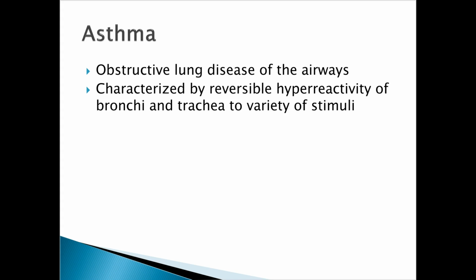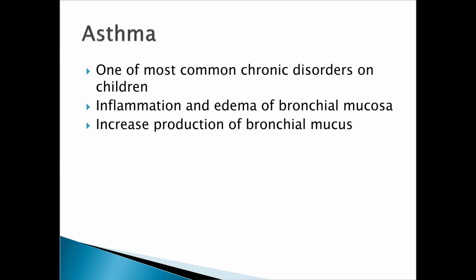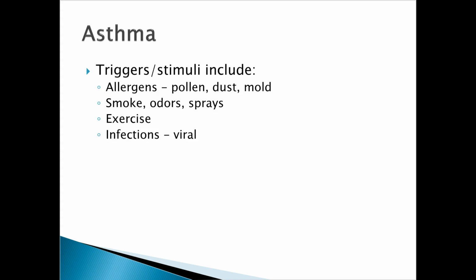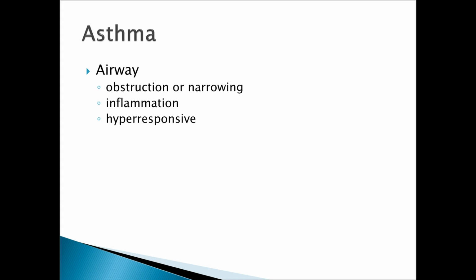Asthma is an obstructive lung disease of the airways. You guys know this. It's characterized by reversible hyperactivity of the bronchi and the trachea to a variety of stimuli, which typically tends to be allergens. It's one of the most common chronic disorders in children. And it's basically chronic inflammation, and you're going to chronically produce bronchial mucus. The airway is going to become narrowed or obstructed. It's inflammation, it's hypersensitivity and hyperresponse.